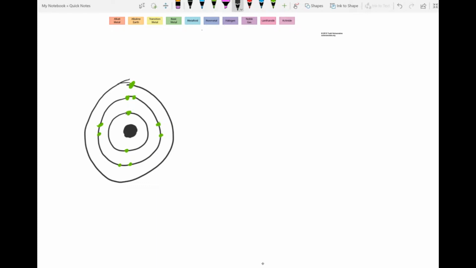If we were to draw a Lewis dot for that, we would have the symbol for sodium, and then we would show just that lone valence electron on the outside. And so this is what we're looking at right now.